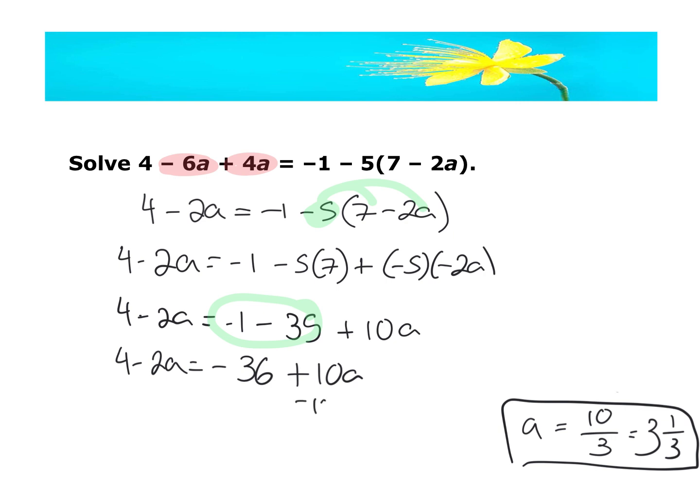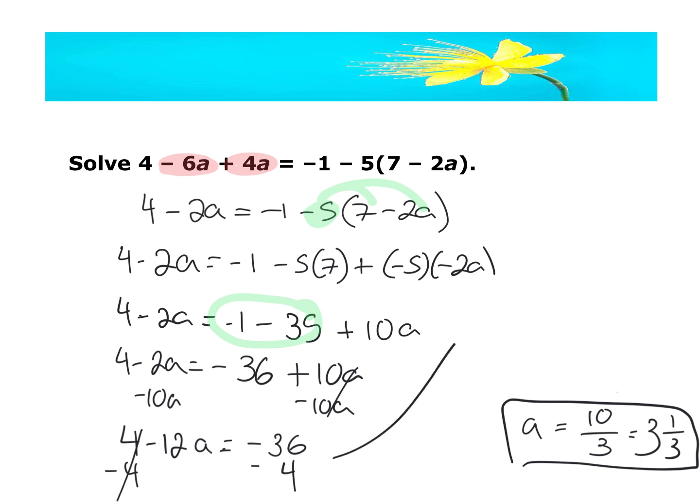So I'm going to subtract the 10a from both sides, which is going to give me 4 minus 12a is equal to negative 36. Afterwards, I'm going to subtract the 4 on both sides, and I'm going to get, again, I'm going to write up here, negative 12a is equal to negative 40.